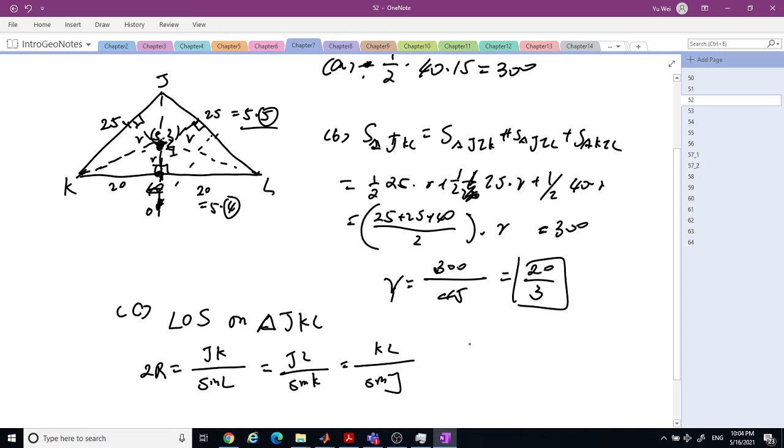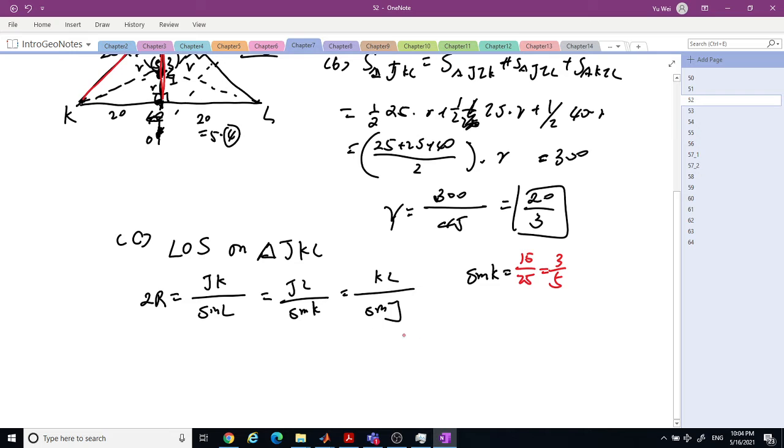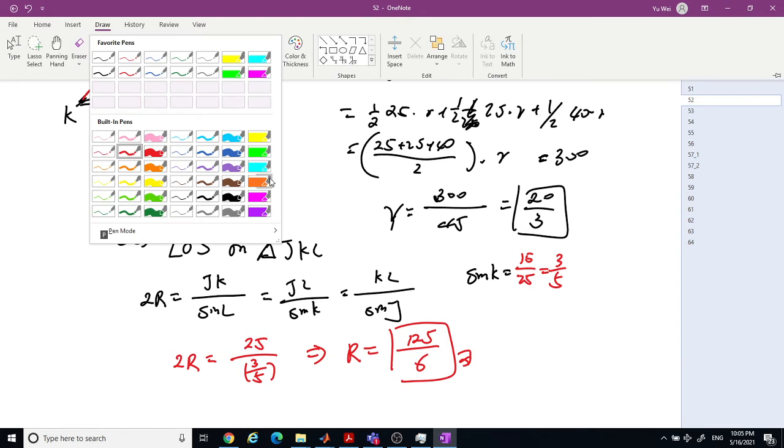And then we know the sine K is equal to the opposite side divided by the hypotenuse, right? So it's equal to 15 over 25, which is 3 over 5. So now we know 2R is equal to 25 over 3 over 5. Then we can solve for R. Next.